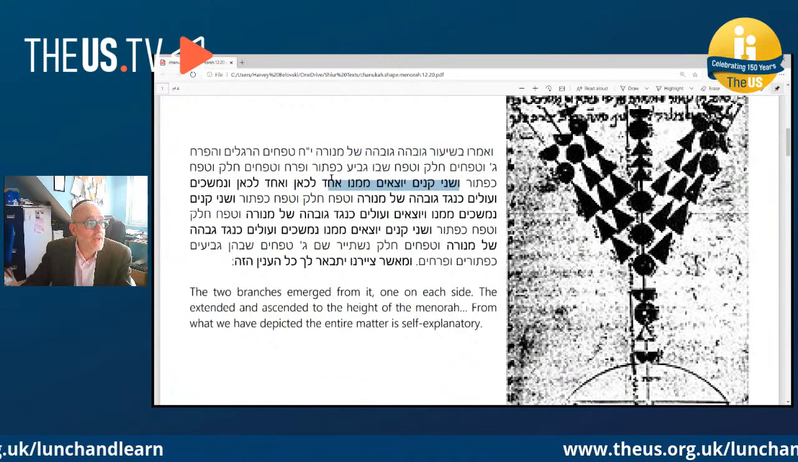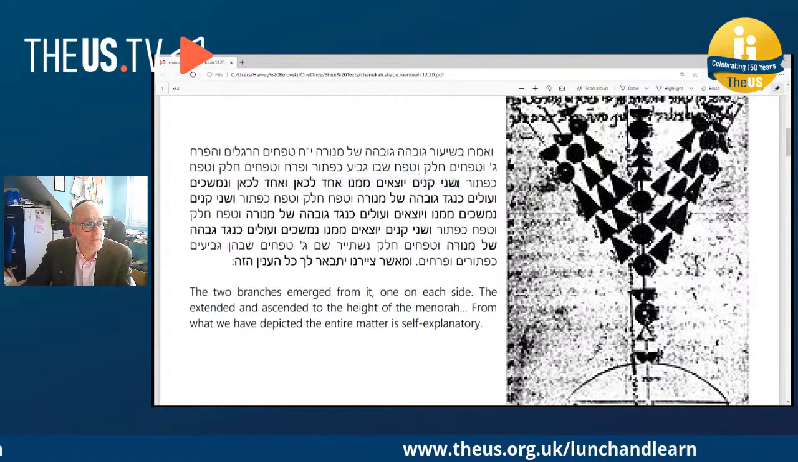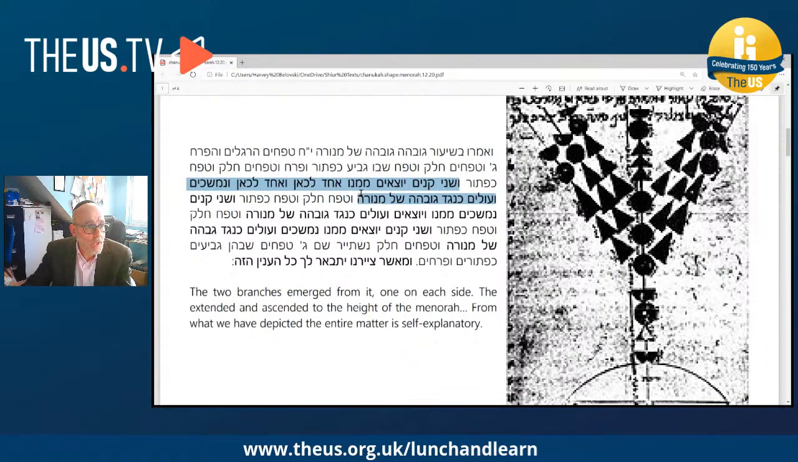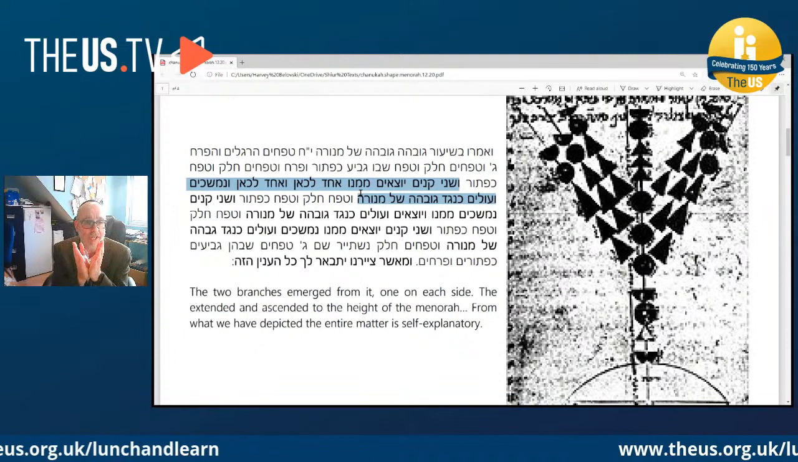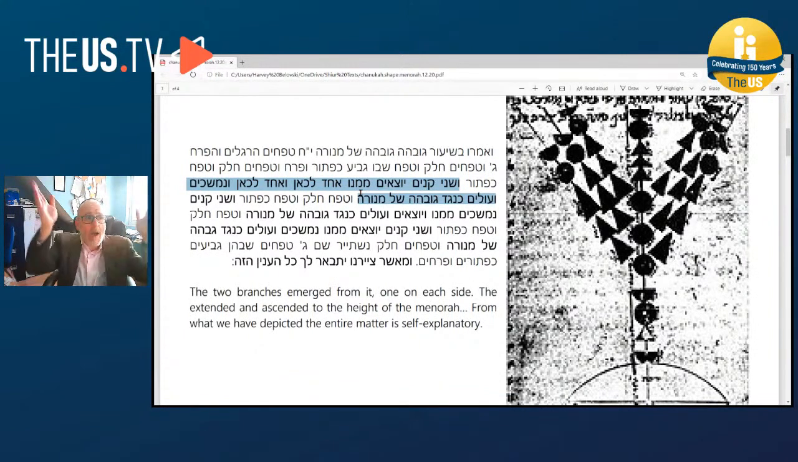Shnei konim yotzim mimenu echad lekan ve'echad lekan nimshachim va'olim keneged gavor shel menorah. So there's a central shaft, and there are two branches that emerge and go up to the same height as the rest of the menorah, i.e. as the central shaft, and then it continues, and another two a bit further down, and another two a little bit further down. So we can see, as you'd expected, that the 6 branches emerge from the central shaft, 3 on each side.